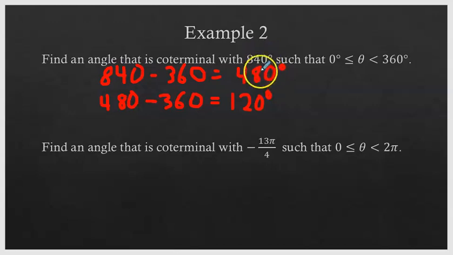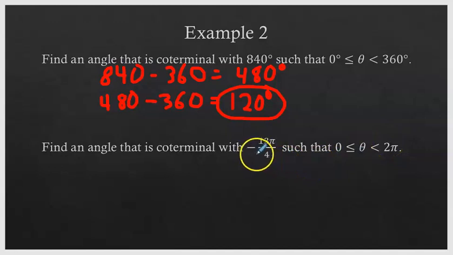Again, all 3 of these angles are functionally the same: 840, 480, and 120. But the one we usually like to use the most is the smallest one that's between 0 and 360. So this is generally our favorite answer, the one between 0 and 360. The same concept can be applied to radian measurements. We want an angle theta that will be between 0 and 2 pi.